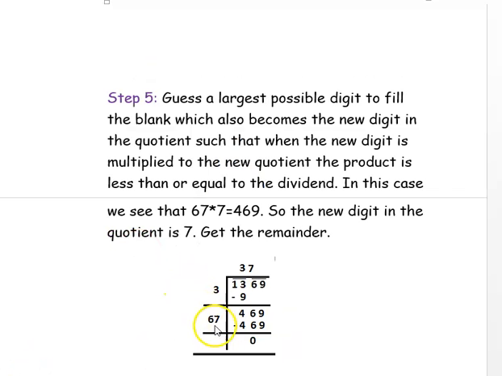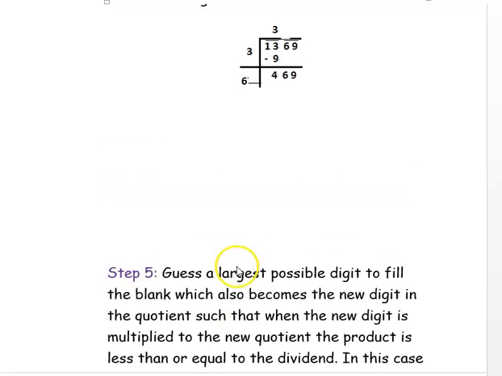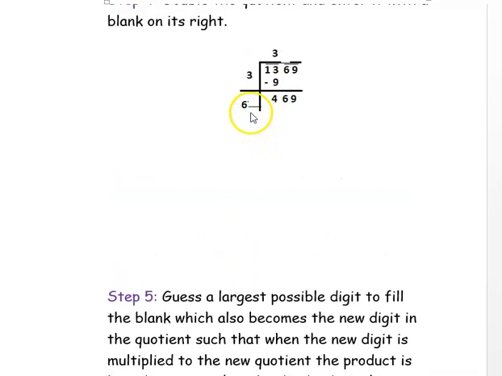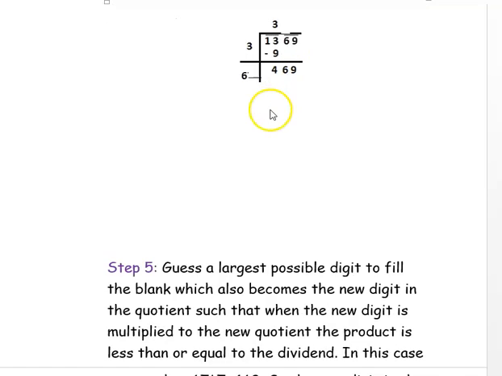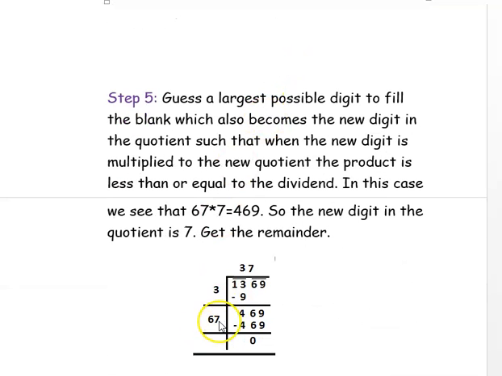The next step, I want to guess a number for this dash here, such that I write the same number in the dash and also in the quotient part. So now I have guessed 61 into 1. So I will get 61. It's very less. Likewise, I have tried 62 into 2, 63 into 3, 64 into 4, 65 into 5, 66 into 6, 67 into 7. So I get 67 into 7 as 469. So this number is equal to this number.